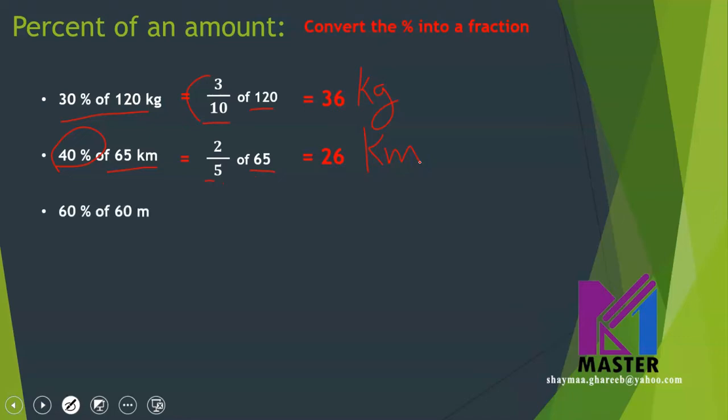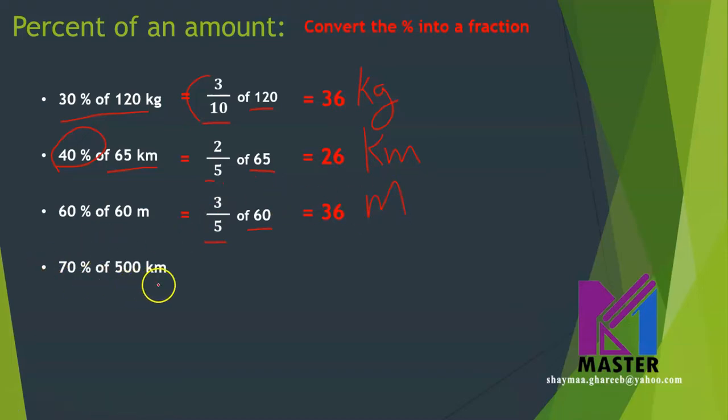60% of 60 meters. So the 60%, what do you think? It's 3/5. Or I can write it as 6/10. Whatever, both are correct. So 3/5 of 60, divide the 60 by 5 equals 12. 12 times 3 equals 36 meter.